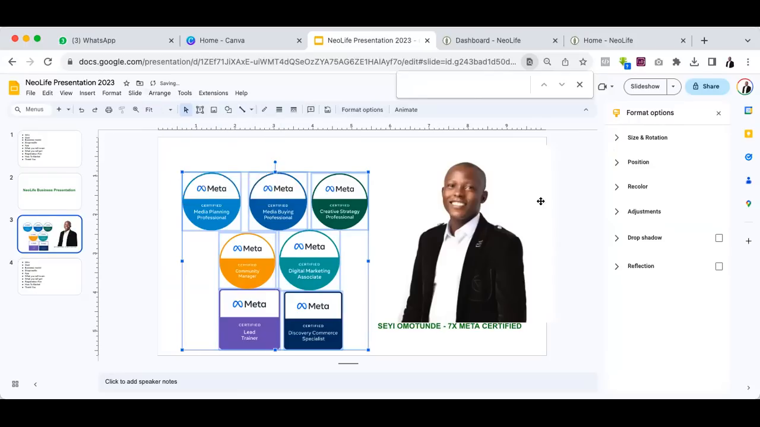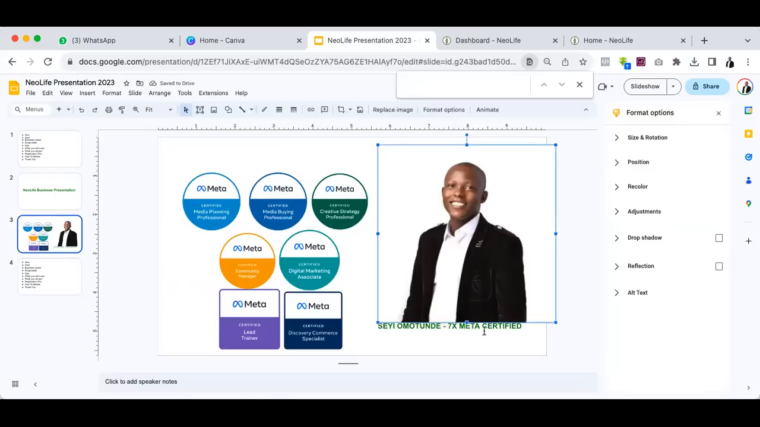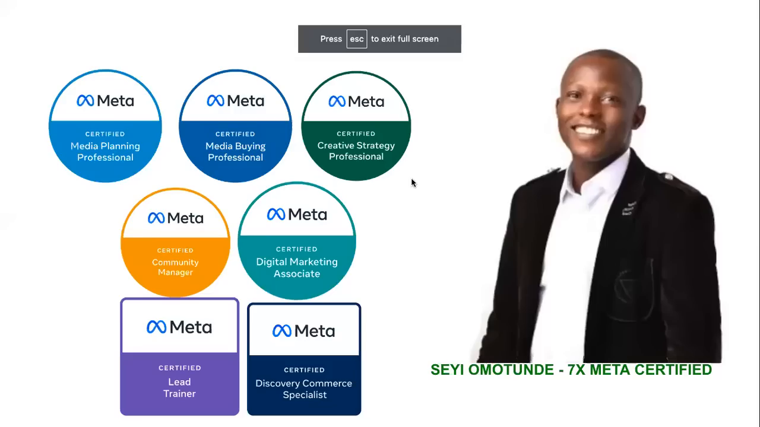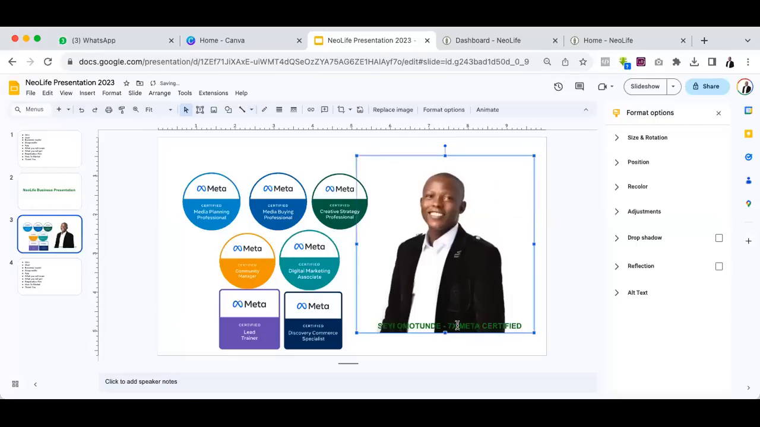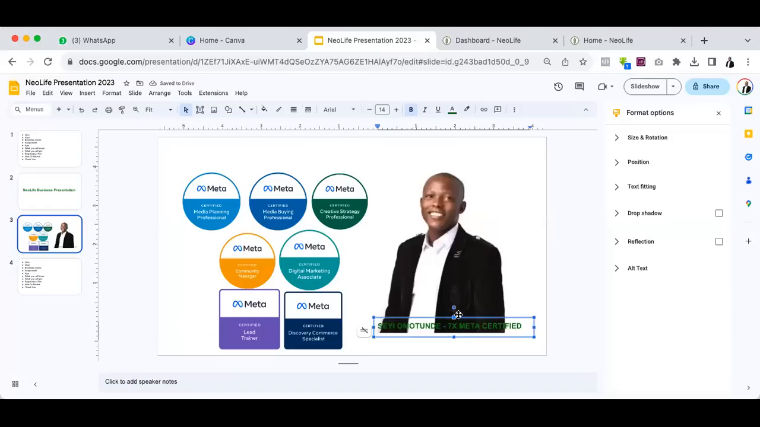Okay, that's Command G, so everything's together. So now I'm done with this slide. If I want to see how it looks, I just click present. Okay, so you can see how that is now. Good. So when I'm saying my name is Sheyomo today, I'm a 7S certified.